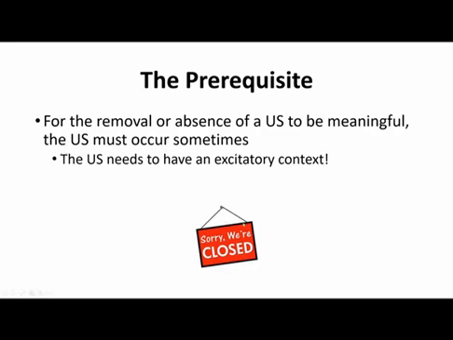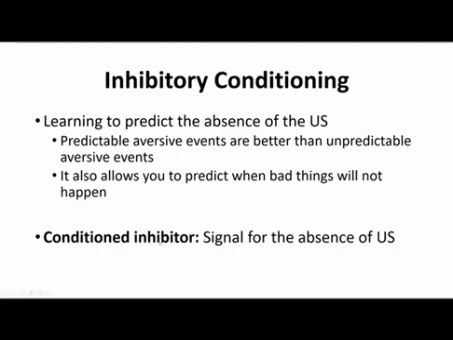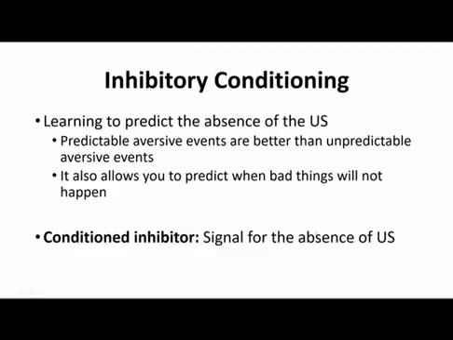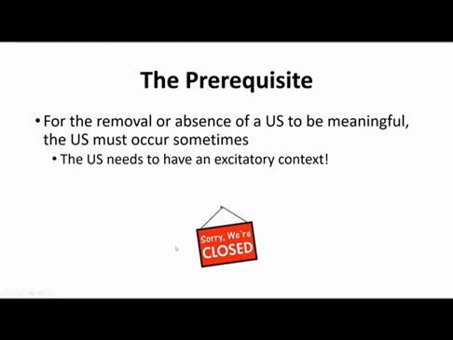Our sign here that says, sorry, we're closed, is only a meaningful signal if it's on the door of a restaurant that is sometimes open. If it's on the door of a restaurant that's been decommissioned and abandoned, then that sign isn't telling us anything, and it doesn't serve as a conditioned inhibitor because there isn't a time when this restaurant is actually open. So this serves as a conditioned inhibitor. It signals the absence of our usual unconditioned stimulus of the restaurant being open because the restaurant is usually open. So that's the excitatory context, is that the restaurant is usually open unless this sign is up.